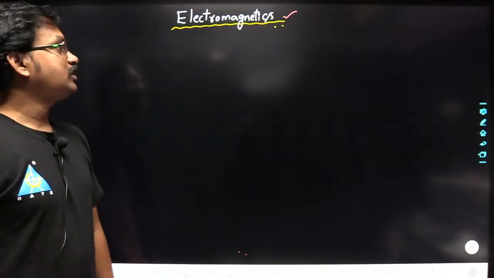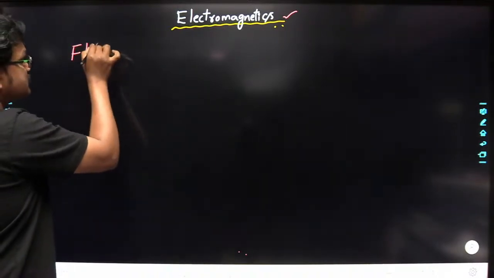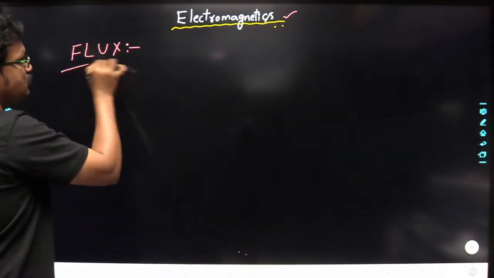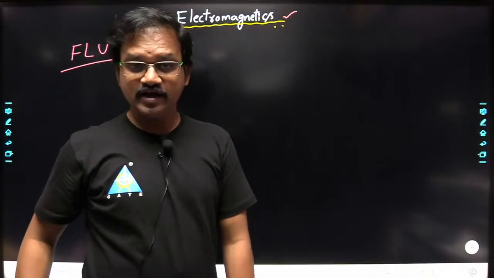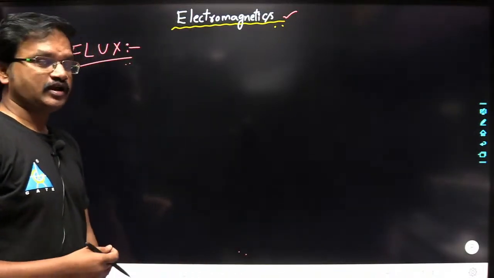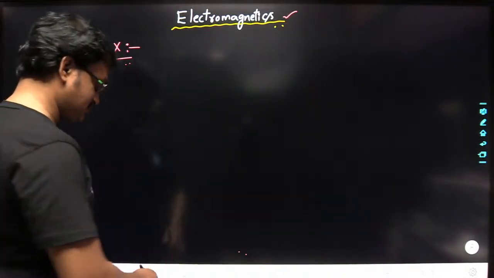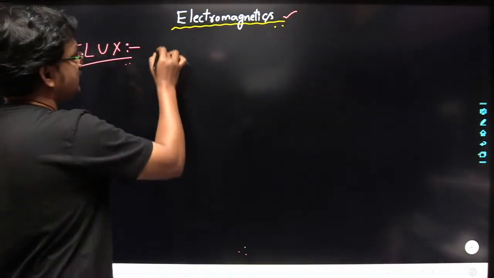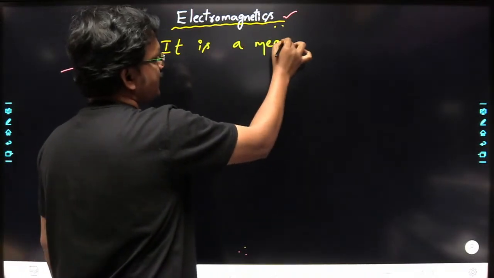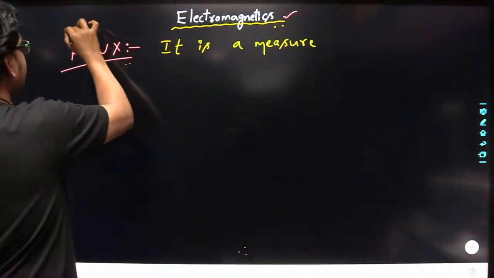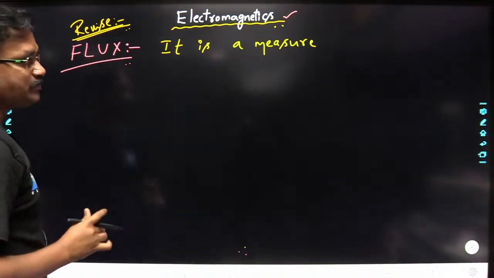Then in the last session we started flux. We have seen what flux means. Flux is a measure of how much of the given vector field is penetrating, flowing or passing through a given surface. I am just revising whatever we have done in the previous session.